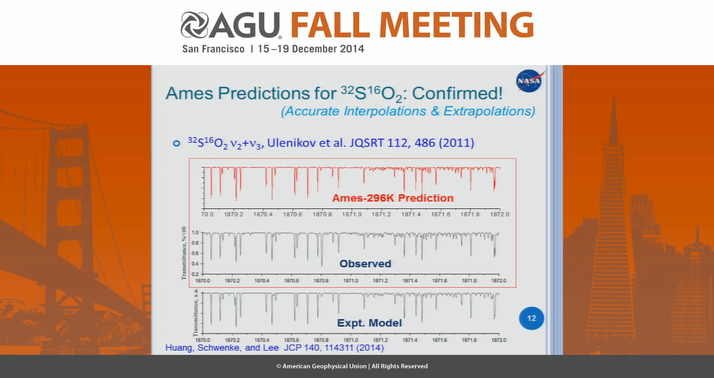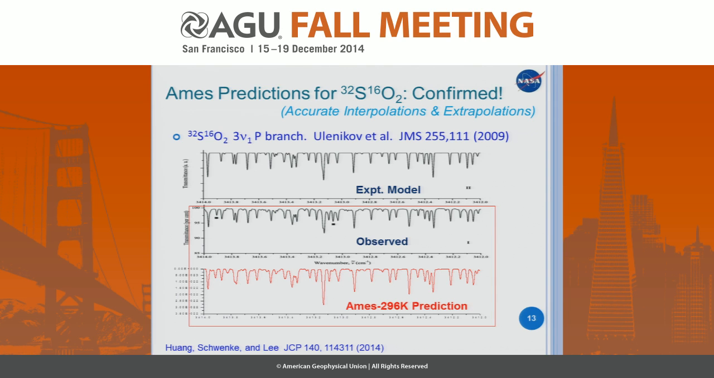First example, nu2 plus nu3 at 1870 wave numbers. You can compare our predictions to observed peaks, basically peak by peak, line by line. Also, you can compare those grass-like areas. That's the hot band from nu2 to 2 nu2 plus nu3. We can also match many of those grass-like peaks as well.